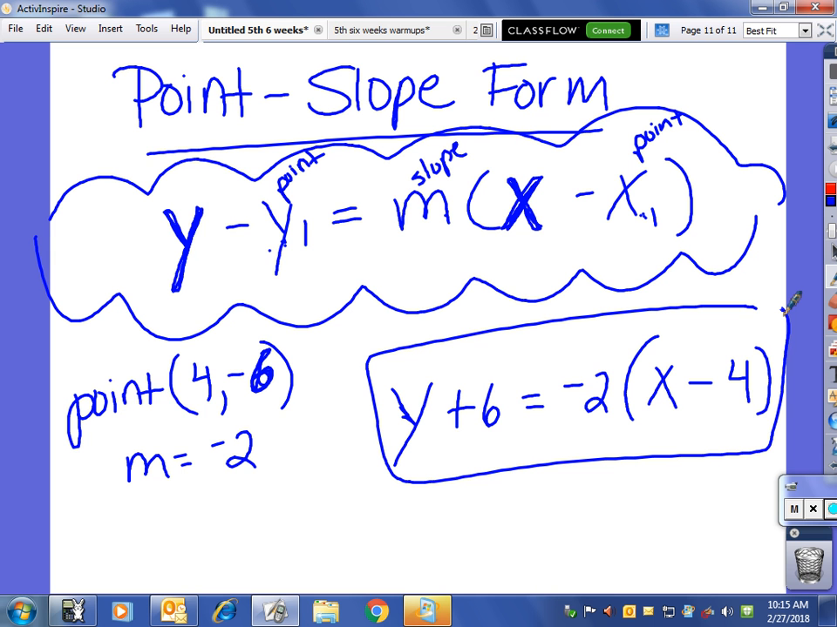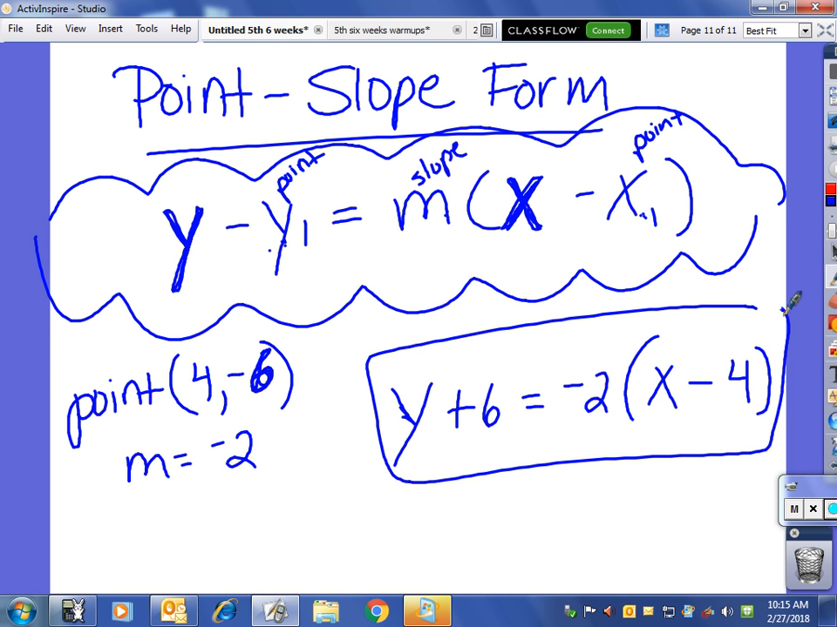Now, does it get harder? Well, I'm going to ask you to do things like maybe take it from this form and put it in another form. But let's keep it easy for a couple of problems. Now, okay, good question. Do you distribute the -2? If I asked you to turn this into a different form, yes. If I want you to leave it in point-slope form, no, we're done.